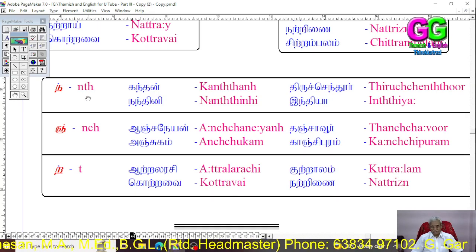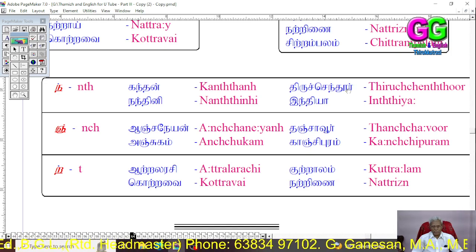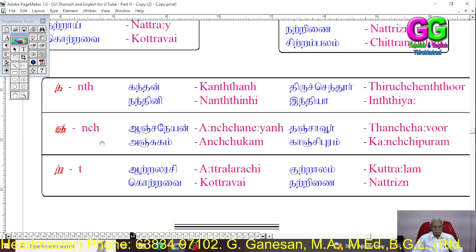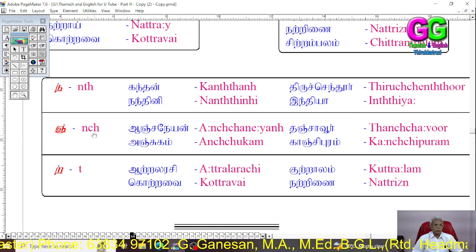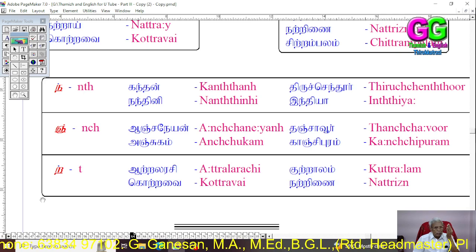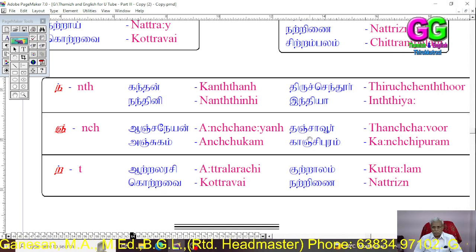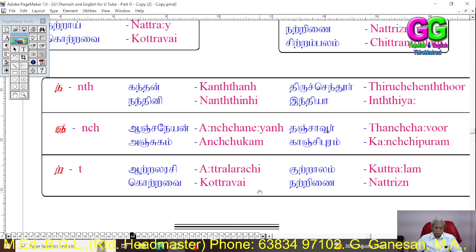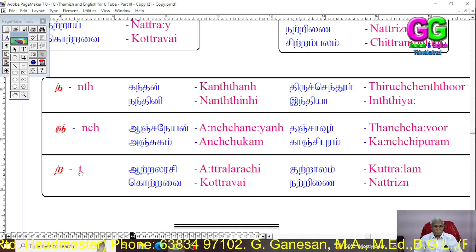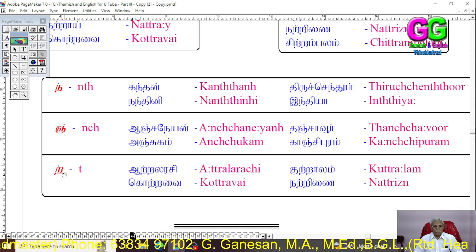Ind. I will use ND to refer to ind. Kandan, Nandanam, Nandini, Trichandur, India. I have used NCH to refer to the phoneme inch. Anjaneyam, Anchugam, Tanjavur, Kanchipuram. I have used T to refer to the phoneme it.